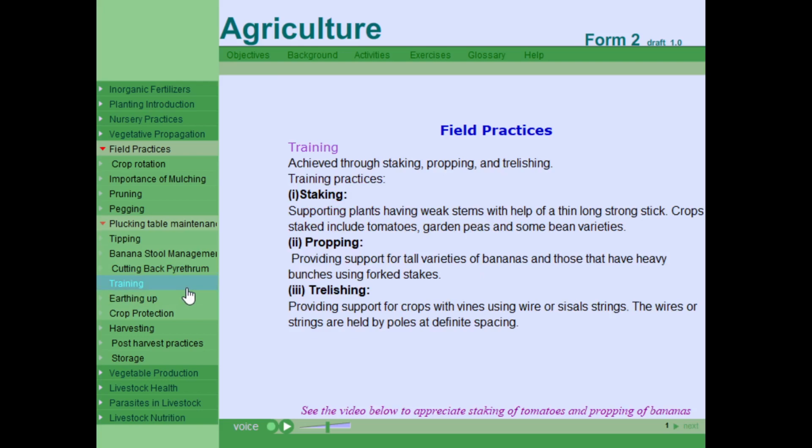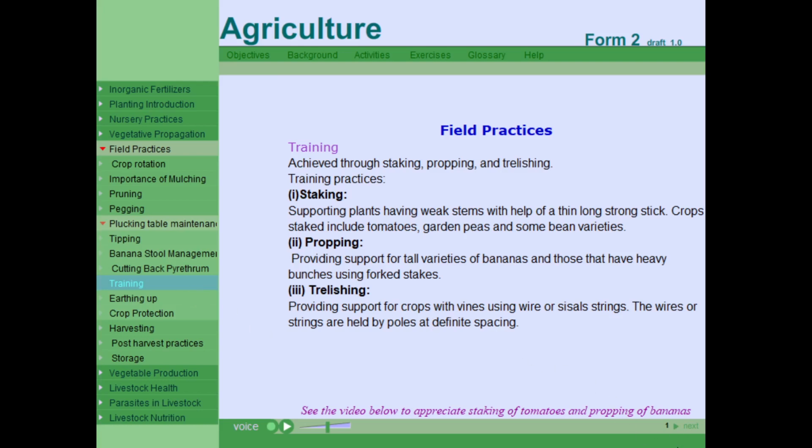Training. Practice of manipulating plants to grow in a designed direction and shape, achieved through staking, propping, and trellising. Training practices. Staking. Supporting plants having weak stems with the help of a thin, long, strong stick. Crops staked include tomatoes, garden peas, and some bean varieties.